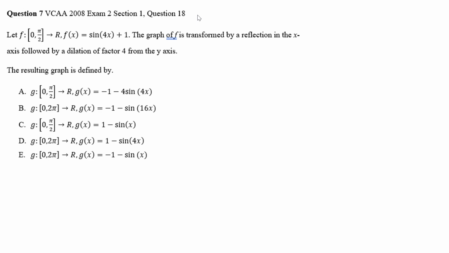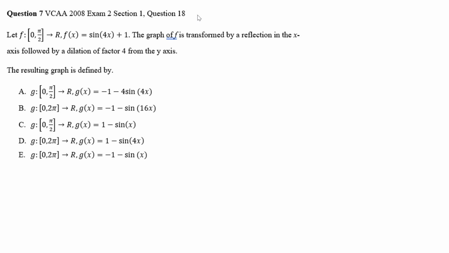Okay, so we are going to be working on a VCAA 2008 Exam 2, Section 1, Question 18. Let our function, with a domain greater than or equal to 0 and less than or equal to pi over 2, be sketched with all real numbers. f of x is equal to sine 4x plus 1. The graph of f is transformed by a reflection in the x-axis followed by a dilation of factor 4 from the y-axis.